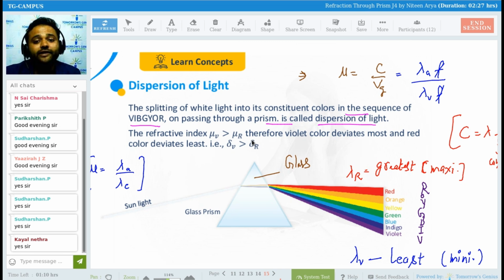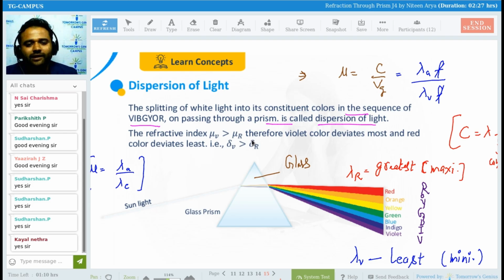So therefore violet color deviates more. Why so? Because it has the highest refractive index, or you can say for this particular color we have more refractive index, so it is going to deviate more. So a direct question could be how they form, or a theoretical question: define dispersion of white light through a prism and why violet color deviates more.